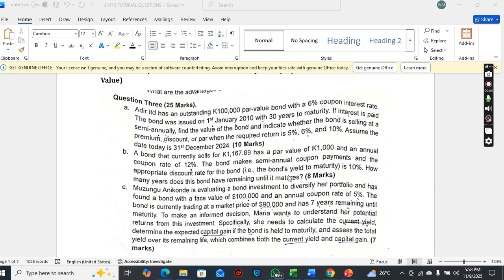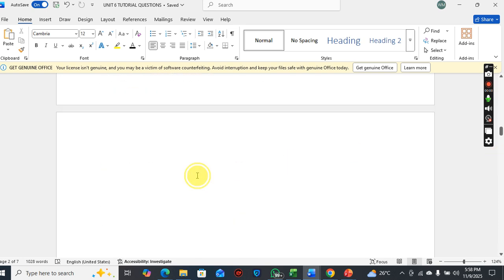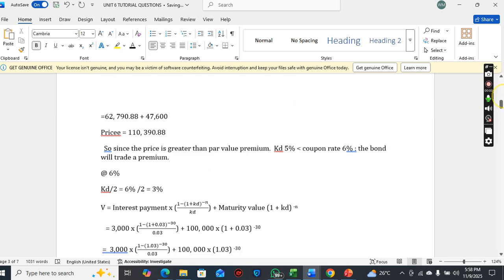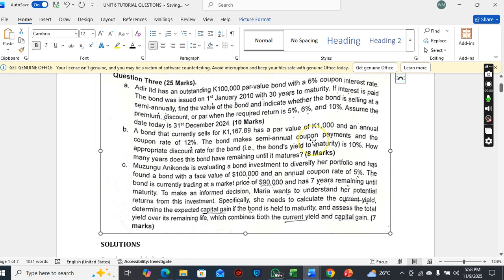So here we're trying to find the time. We're trying to find the time period for the bond, how many years until it matures. So the price of the bond, 1,167 point. Just get the data down. Or let me just bring the question here so that I can easily get the data.